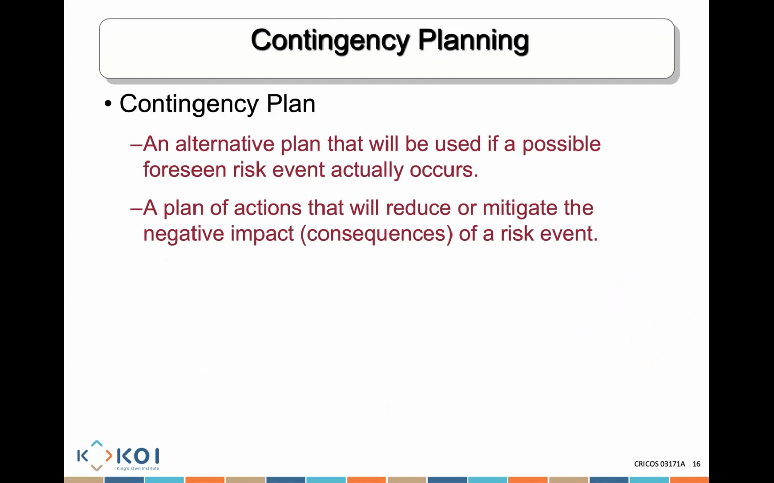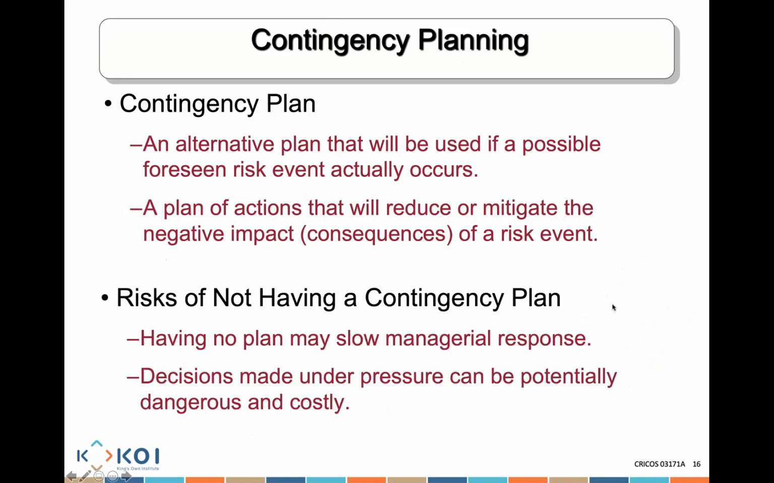Contingency planning is an alternative plan that will be used if a possible foreseen risk event actually occurs. So I take an action: if that risk does occur, I need to have a plan. How am I going to deal with that risk that I already know about? It's a plan of action that will reduce or mitigate the negative impact or consequence of a risk event, and will basically manage that accordingly.